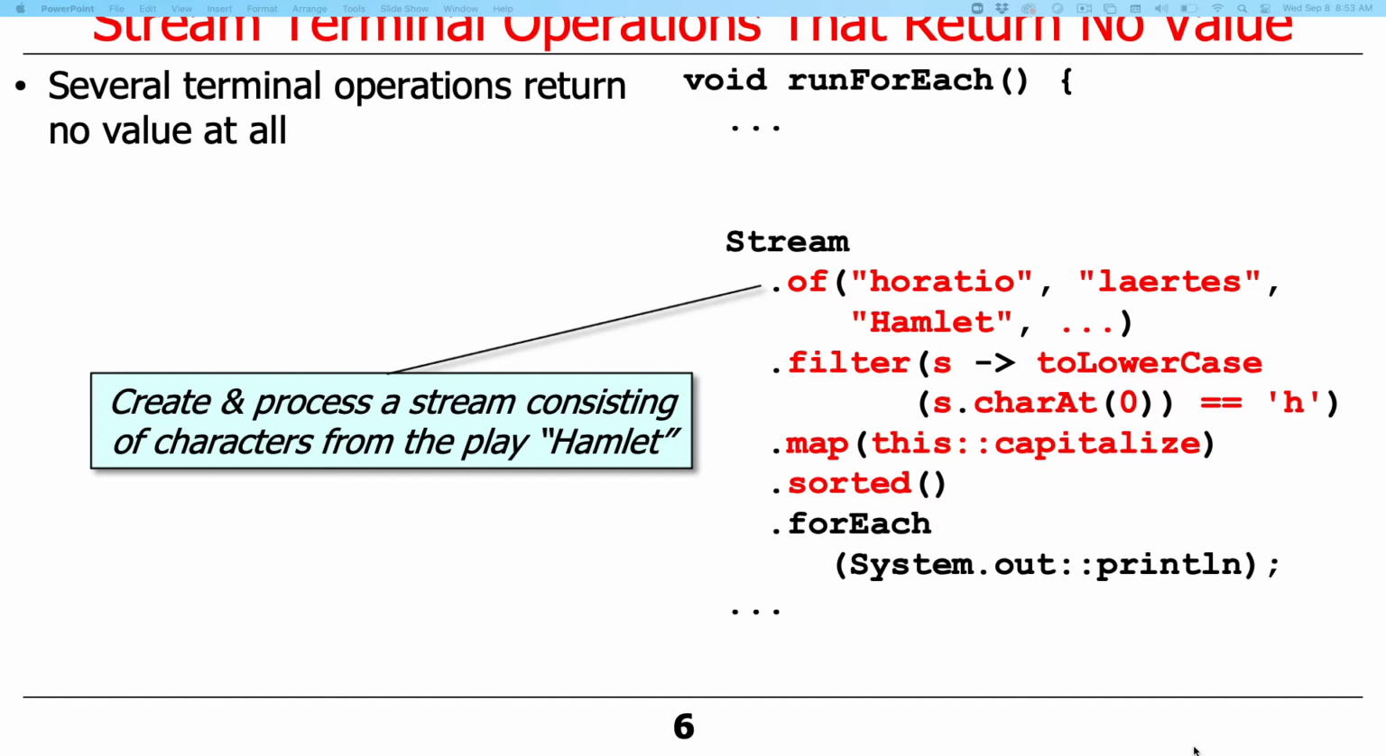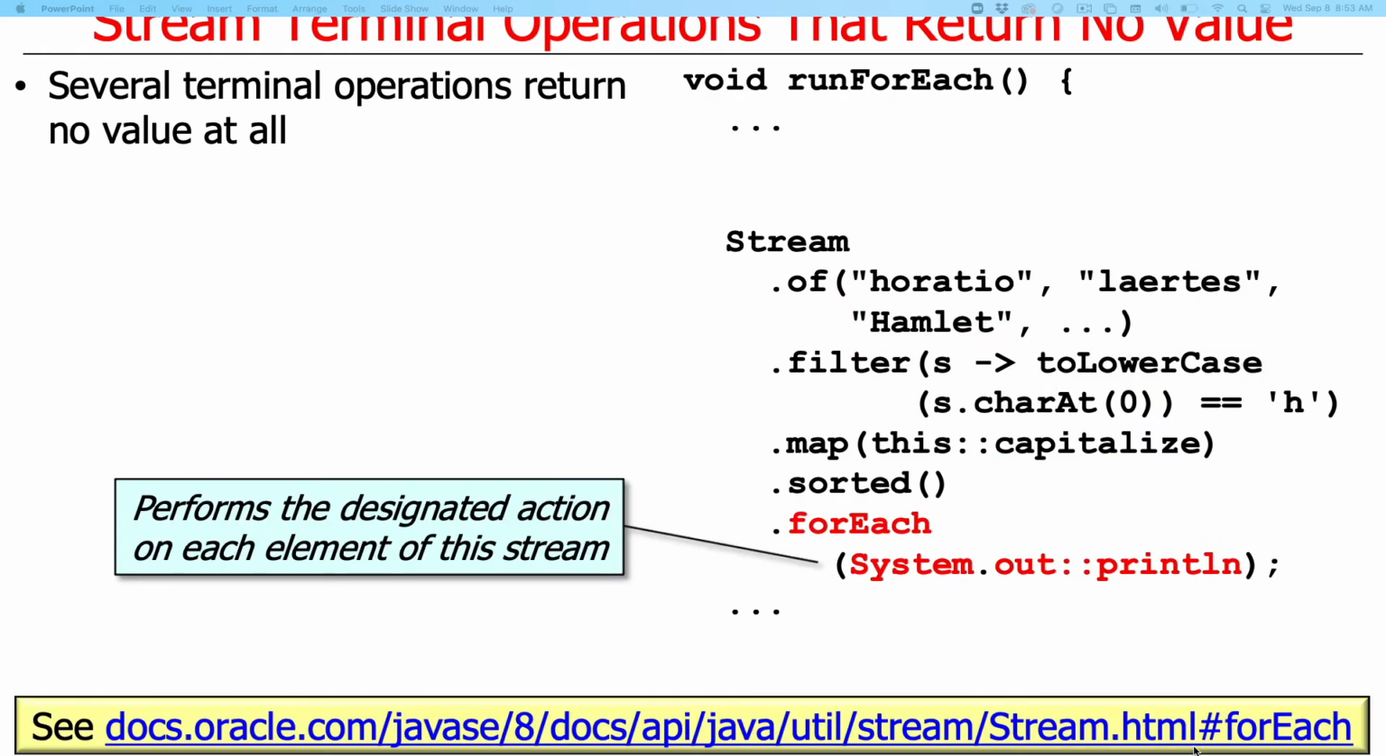Just to recap, the way that this works is we take an array of character names in Hamlet. We get rid of anybody that doesn't start with lowercase or uppercase h. We then consistently capitalize everything. Then we sort the results. And then the last thing we're going to do is use the forEach terminal operation to print the results. What forEach takes in this case is a method reference, which is going to be treated as a consumer, and it's going to consume the contents that have made it that far in the stream.